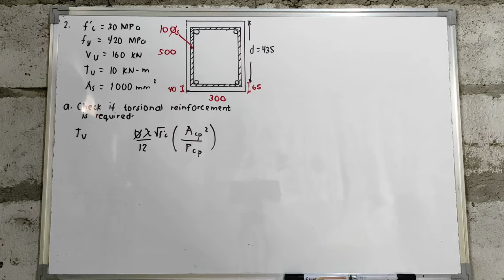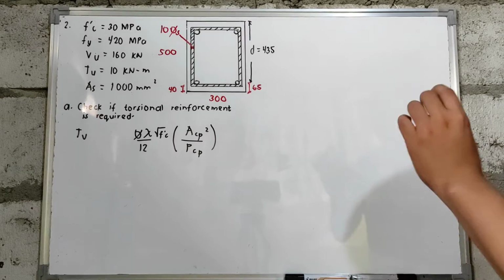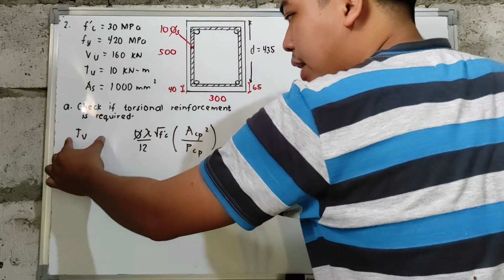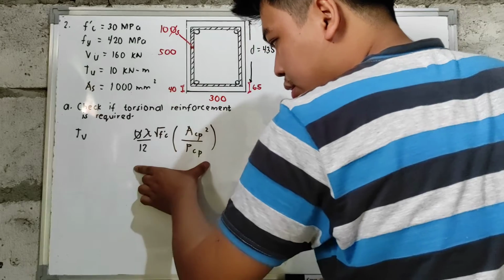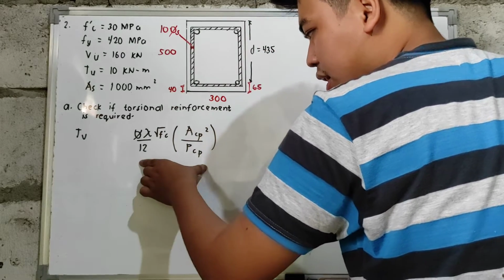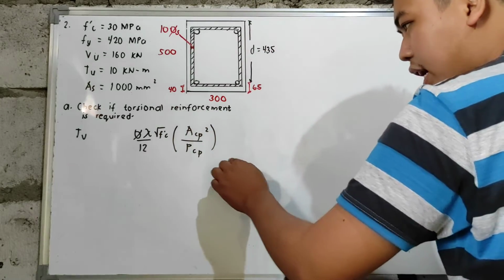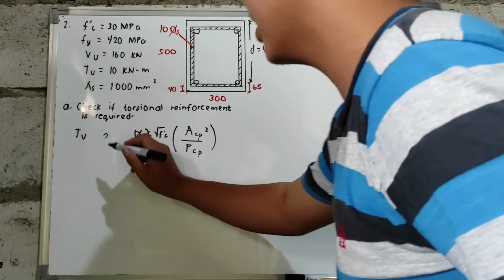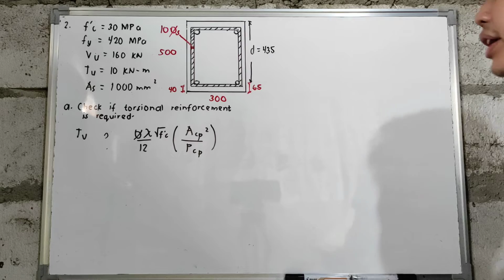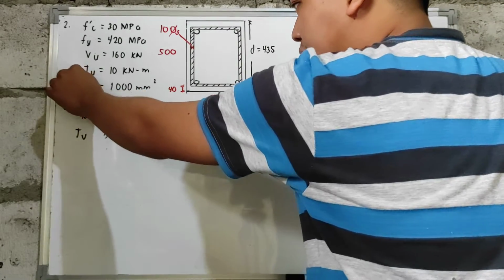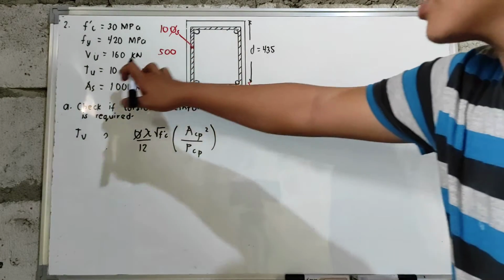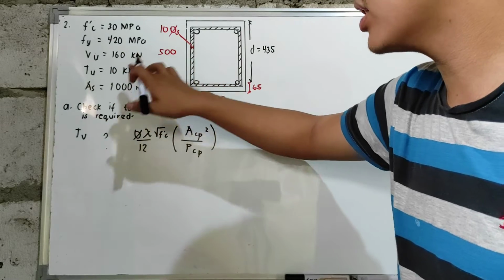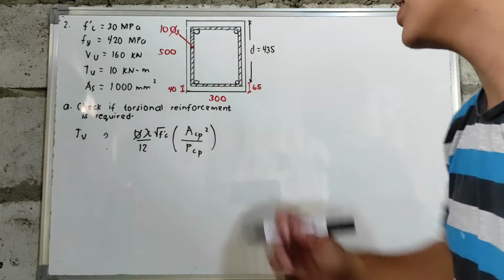So, we are going to follow yung sinasabi sa code. So, we are going to compare the value of your actual Tu to the given value natin dito sa threshold torsion. So, tawag natin dito is threshold torsion. So, pagko-compare natin yung mga values natin na yan. By the way, when we talk about Vu at saka yung Tu, automatically, naka-ultimate na yan. So, meaning to say, factored na yung mga loads natin dito.